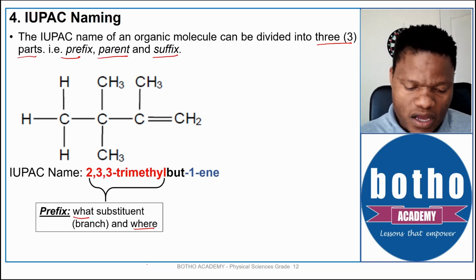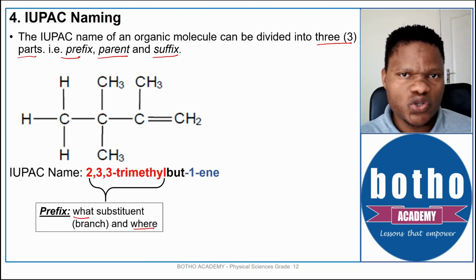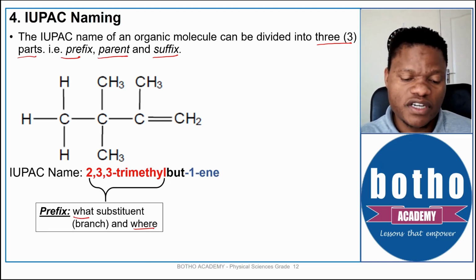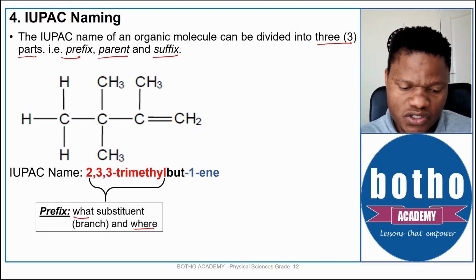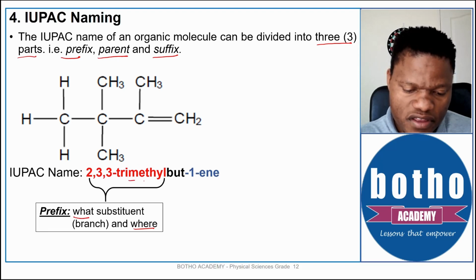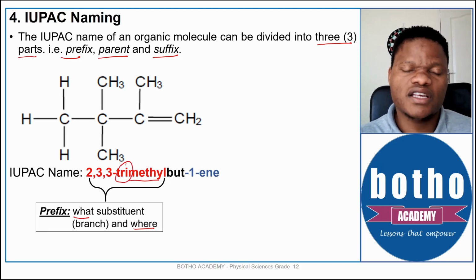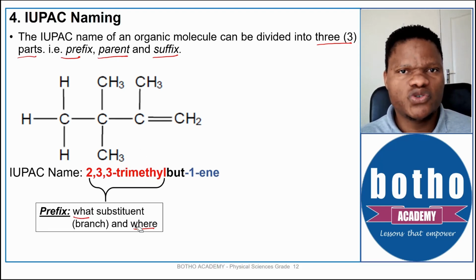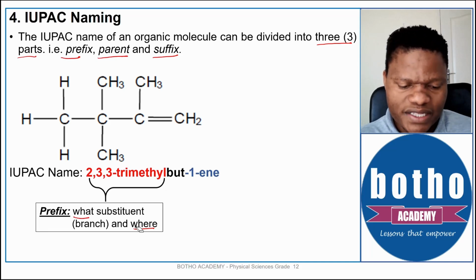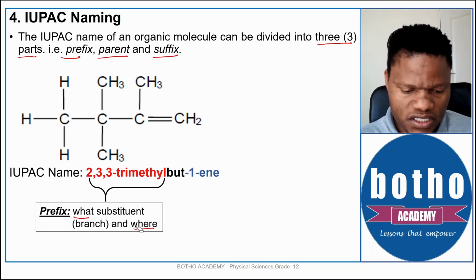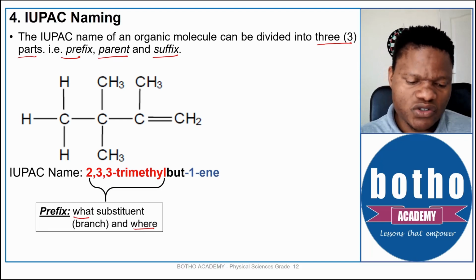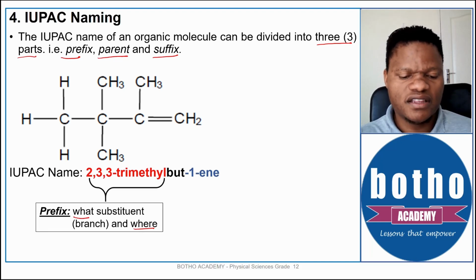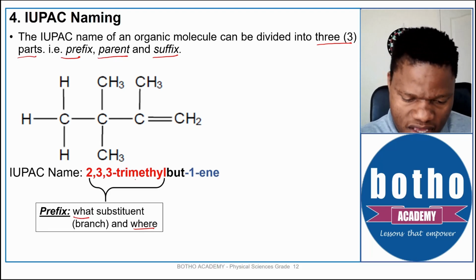Now in this case, the 2, the 3 and the 3 are telling us that at carbon number 2 and at carbon number 3 and carbon number 3, there are substituents, and all of those substituents have the name methyl. The tri there is to tell us that there are 3 of them. The comma is telling us that this is the same substituent repeating itself more than once on different positions. The first methyl is on carbon 2, the second methyl is on carbon 3, and the third one is also on carbon 3.